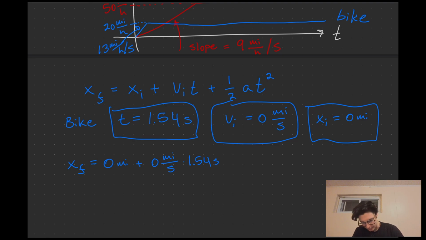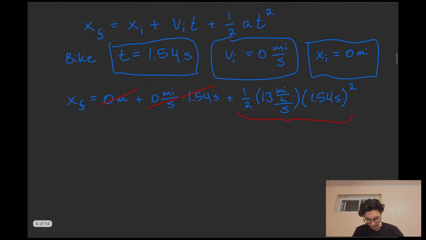Doesn't really matter. Things get canceled here. Plus 1/2. Its acceleration is 13 miles per hour per second. And we multiply this by 1.54 seconds squared. So what we have here is this thing is 0, this thing is 0. The only part of interest is right here. So let's see what that looks like.